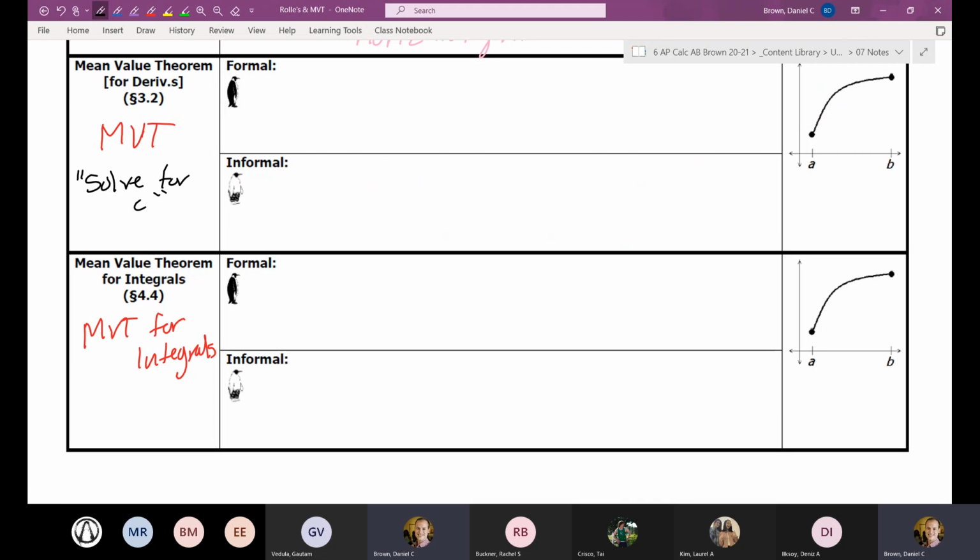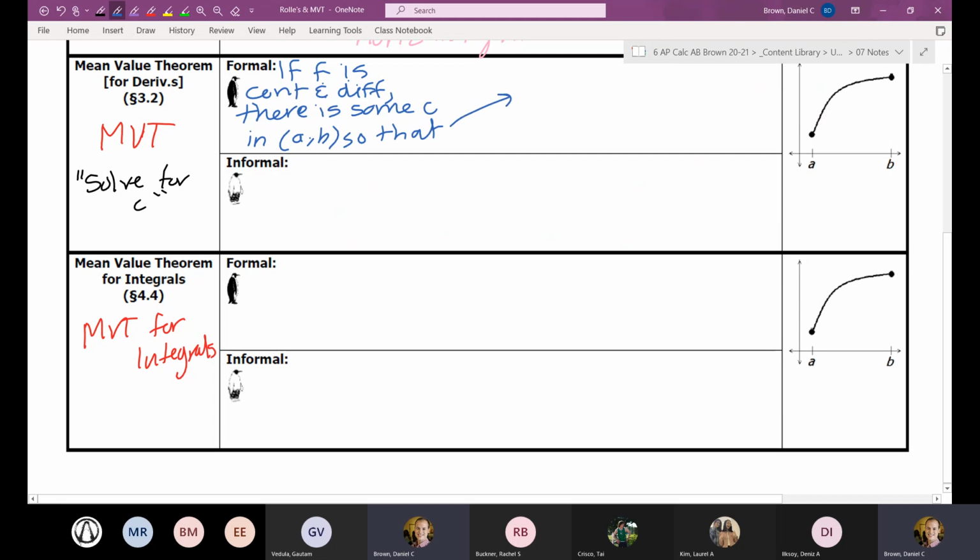So the equation that we need to know, of course, we do want to go ahead and get the requirements out of the way. The mean value theorem for derivatives is basically going to be if f is continuous and differentiable, there is some c in the interval from a to b, so that, and then there is an equation that goes along with this one. The equation for the mean value theorem for derivatives states that at some point, the derivative at a point is equal to the average rate of change over the interval.